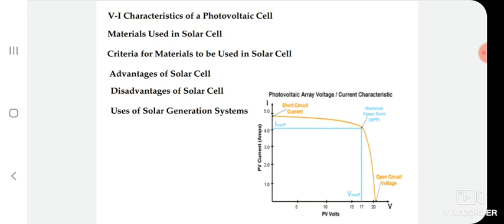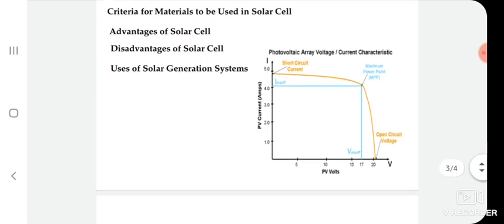Uses of solar generation systems. It may be used to charge batteries. It is used to light meters. It is used to power calculators and wristwatches. It can be used in spacecraft to provide electrical energy. These are the uses of a solar cell.